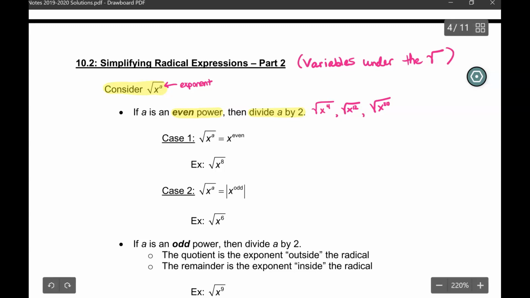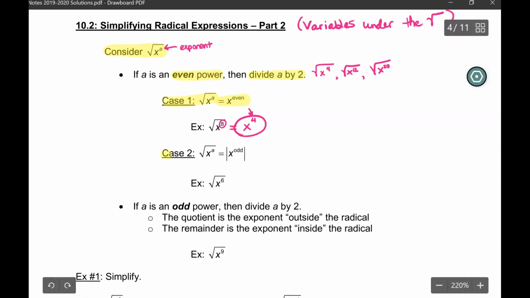So case 1, if we get an even power, for example, if we have square root of x to the 8th power, our answer is just going to be x to the 4th. You basically take the 8 and divide by 2. If we have an even result, then that's it. We leave our answer like that. And I'll break it down when we do the examples. We'll come back to this.